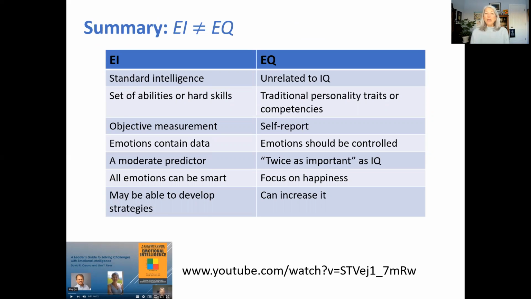However, just to give you a brief overview, Peter and Jack said that emotional intelligence is actually a standard intelligence that can be measured. It's a set of abilities or hard skills, and they posit that emotions contain data that is important when you're making decisions, because emotions impact what you think and how you feel and behave. Emotions can be really, really smart, and we're able to develop strategies on how to manage these emotions, to leverage them, to use them to inspire and motivate and to reach our goals.